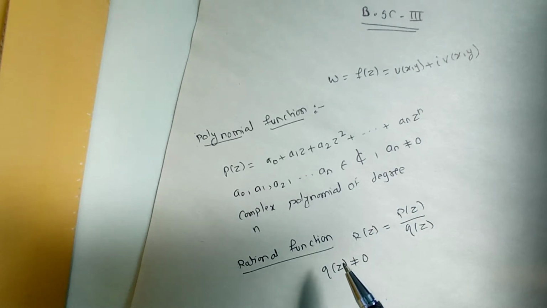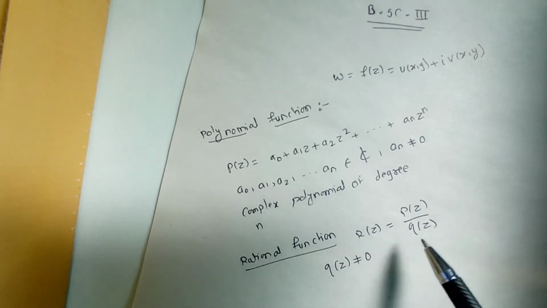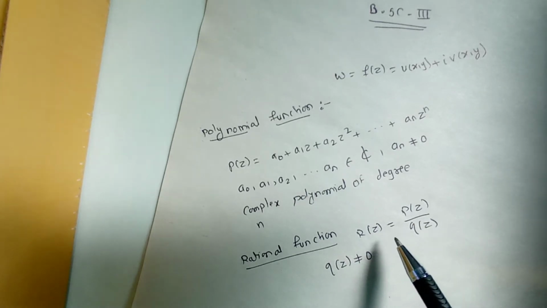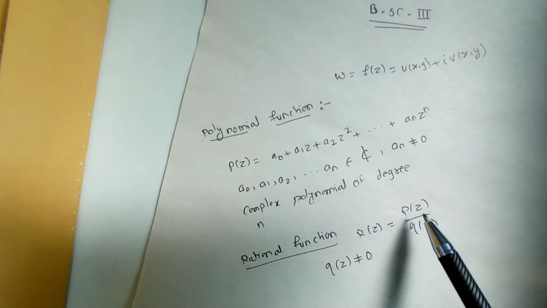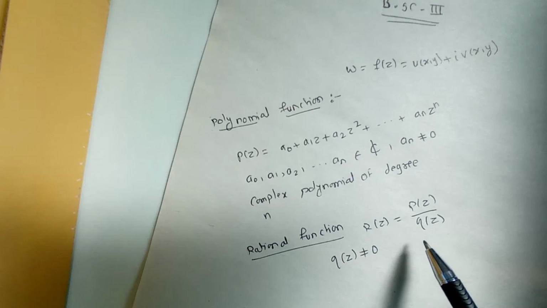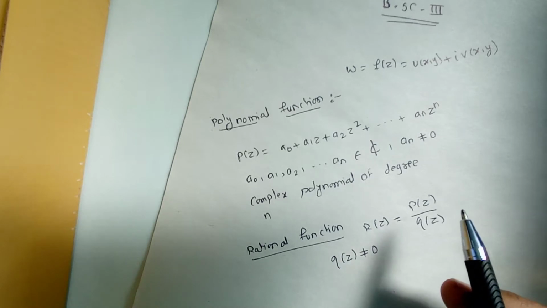Now let us discuss what is meant by a rational function. A rational function is a quotient of polynomial functions. It is generally denoted by r(z), and it is equal to p(z) divided by q(z), where p(z) and q(z) are polynomial functions, and q(z) is not equal to 0 for any z belonging to the set of complex numbers.